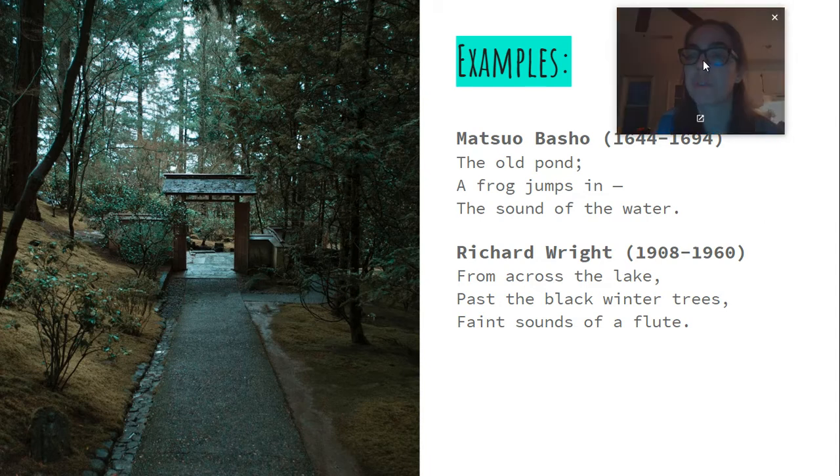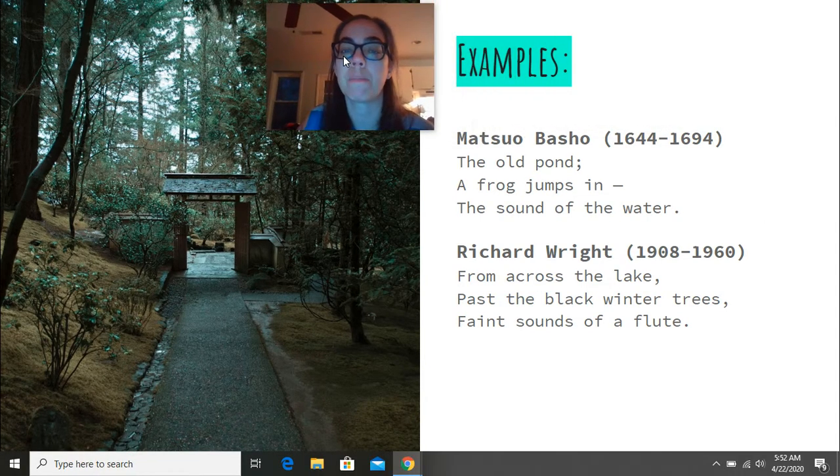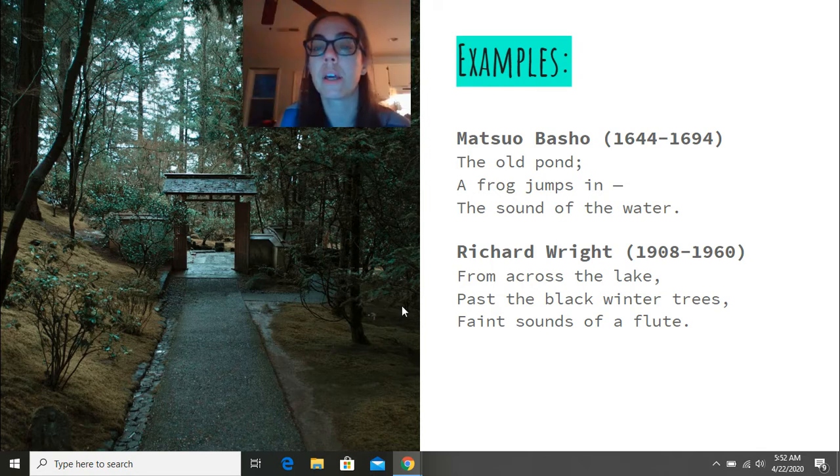So the first example is from Japanese, from Basho. The old pond, a frog jumps in, the sound of the water. So we've got a very basic scene. Something about us and frogs and toads this quarter. But that's what we're looking at. And it just has a certain simplicity, that's just a nature scene.